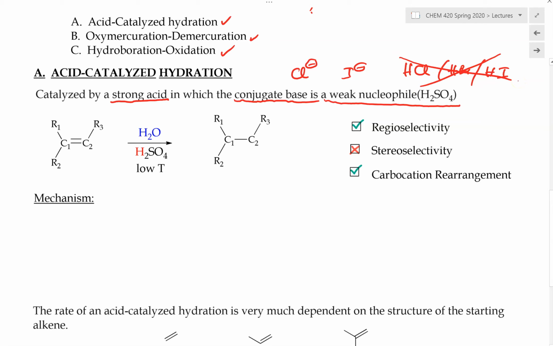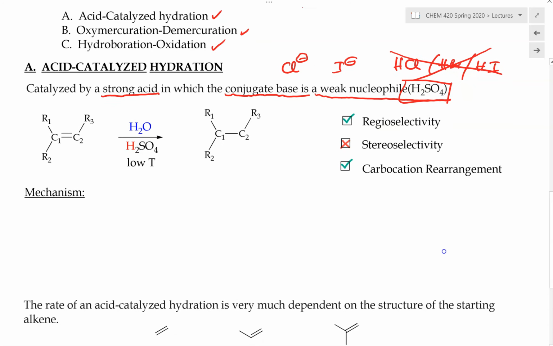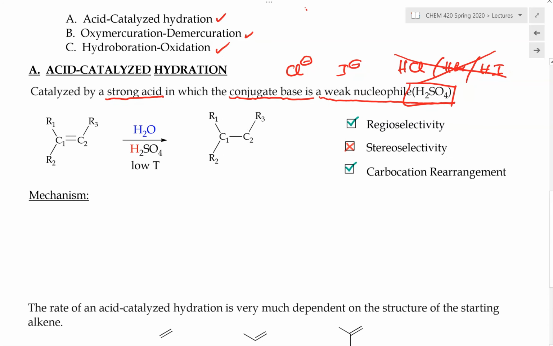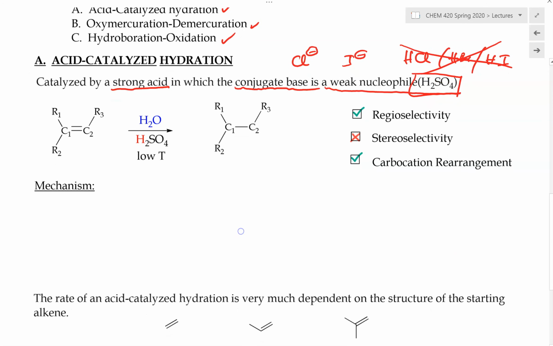Most of the time, that strong acid is sulfuric acid, because the conjugate base of sulfuric acid is hydrogen sulfate, and that is not a good nucleophile. So that's the requirement: it has to be a strong acid whose conjugate base is a weak nucleophile. And overall, here is the scheme of this reaction. In this case, we have discovered the following.